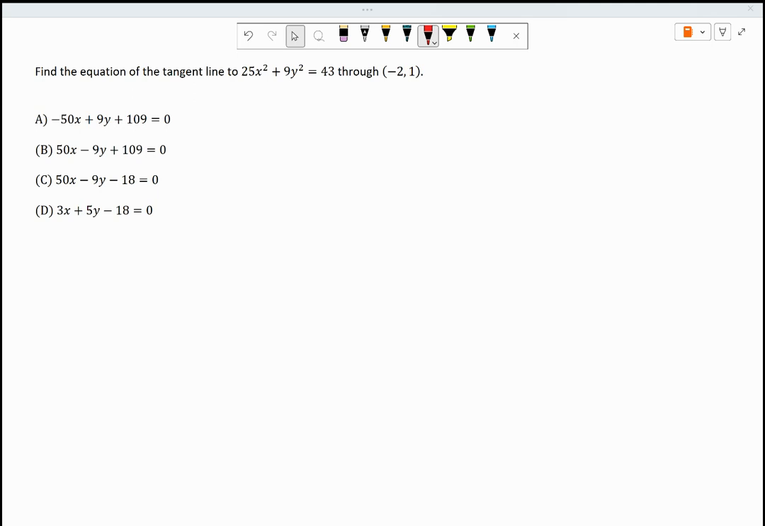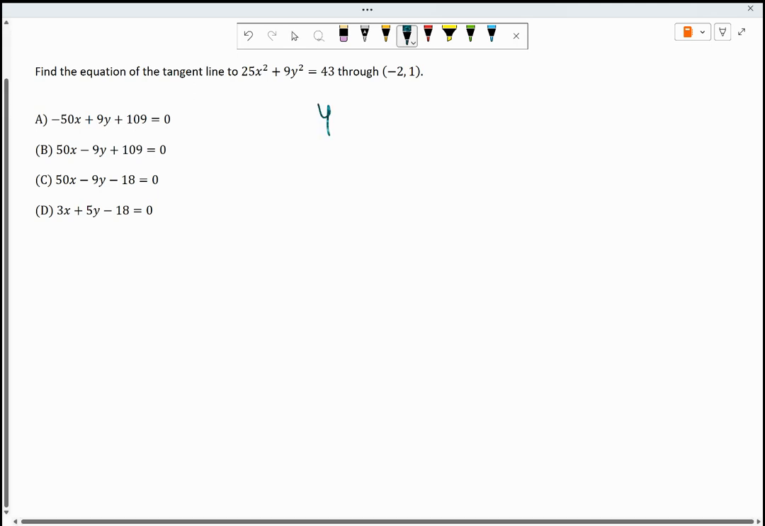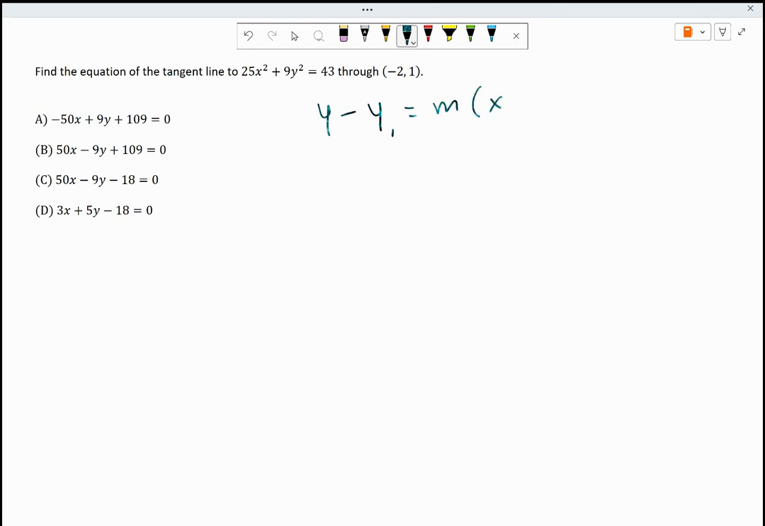So let's just go ahead and remember that the equation of the tangent line is given by y minus y1 is equal to the slope times the quantity x minus x1, where m here is the slope of that line and x1, y1 would be a point on that line. Because we want the equation of the tangent line to this curve, we're going to have to take the derivative. Now, this equation is described implicitly, so we're going to use the implicit differentiation process to find the derivative.